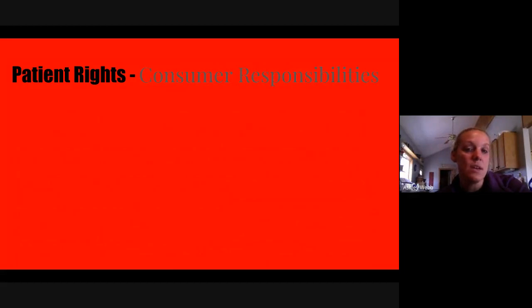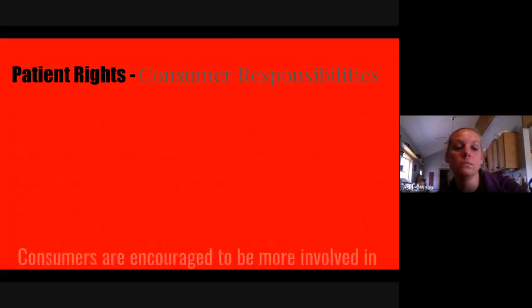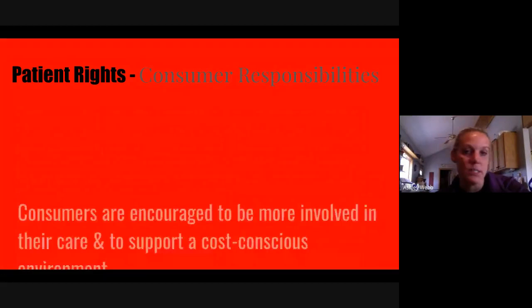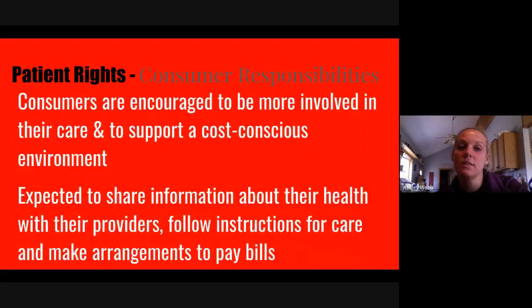The last one is consumer responsibilities. And there's multiple parts to this. We want consumers to be involved in their care. We want you to make those decisions. We also want you to be cost conscious.